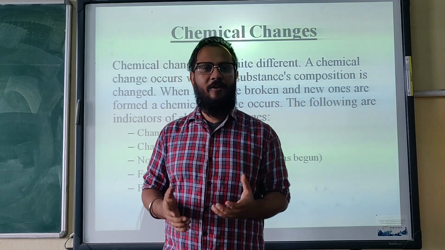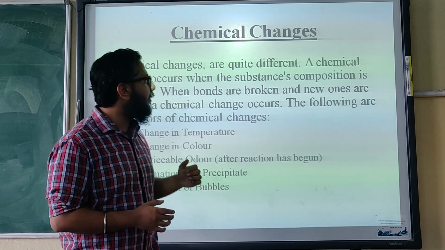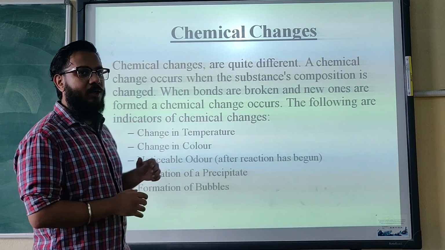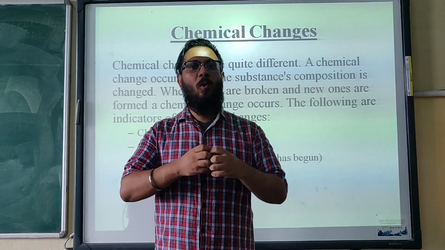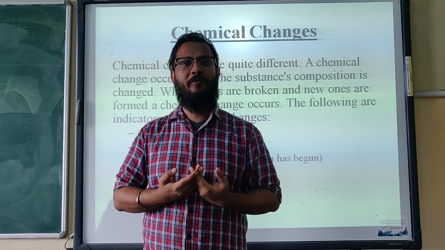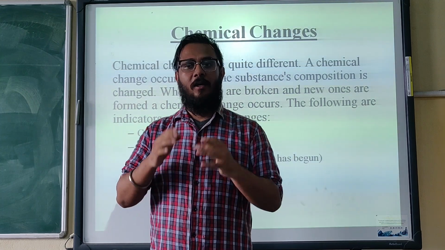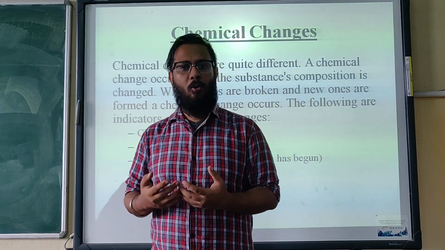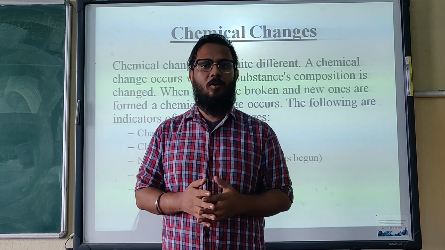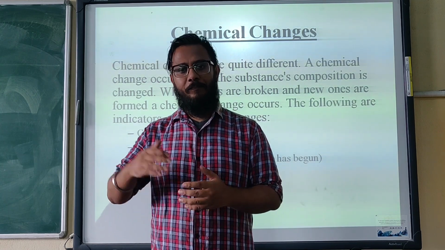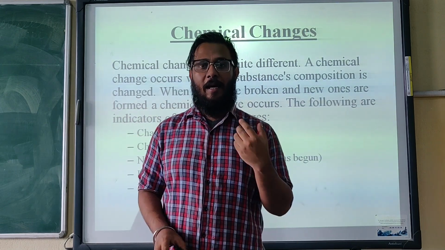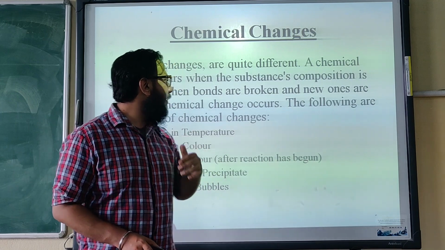Chemical changes are very different from physical changes. What happens in chemical changes? A chemical change occurs when the substance's composition is changed. What it means is the whole composition, what a substance is made of, changes. For example, when you burn a piece of paper, paper turns into ash and then smoke, right? So there are two different things. It's totally different from where it started. It was paper, a solid object, and when you burn it, it turns into gas, that's the smoke, and ash. So that is a chemical change.